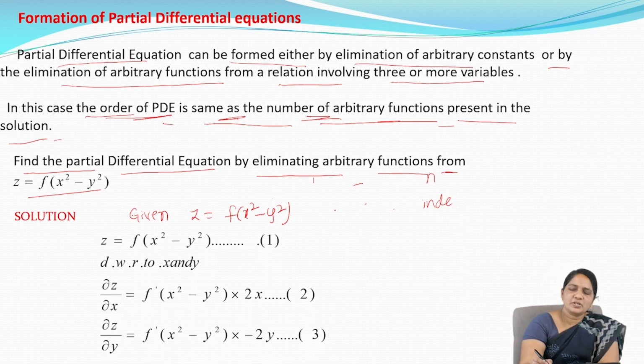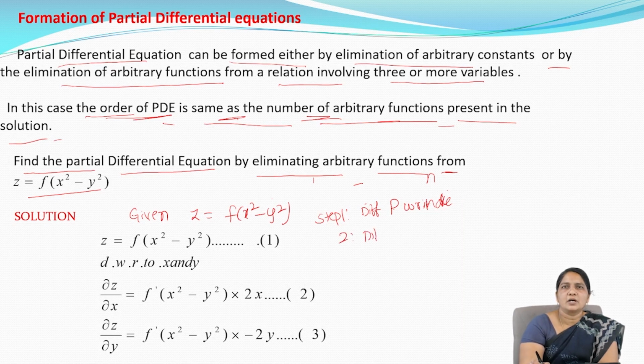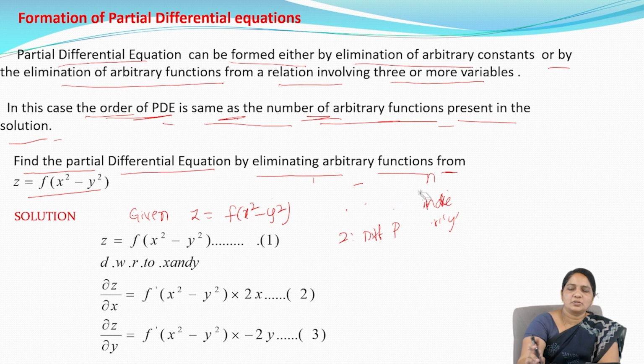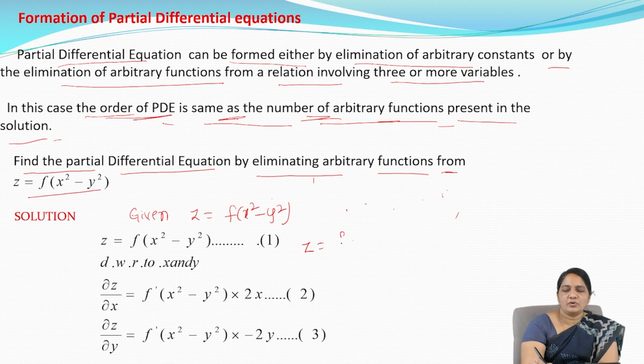According to the procedure, the first step is to differentiate partially with respect to x. The next step is to differentiate partially with respect to y. After that we simplify to form a PDE. First, the given equation is z equal to f of x square minus y square.